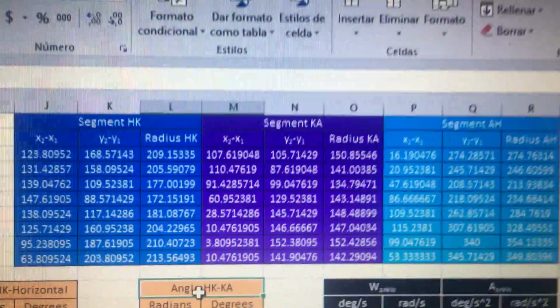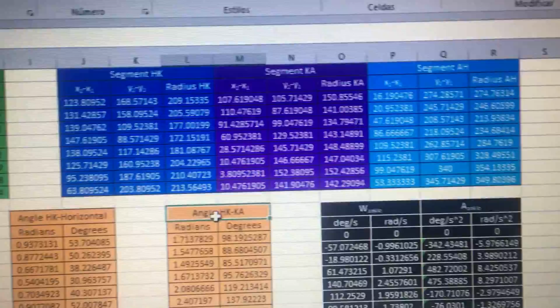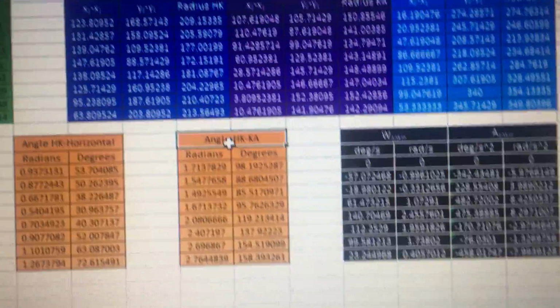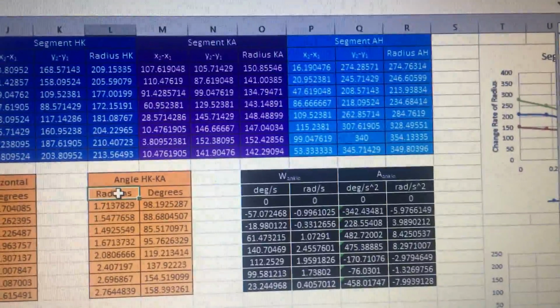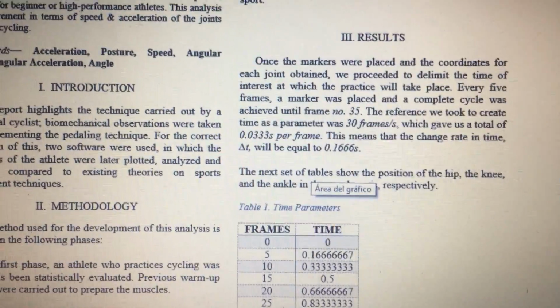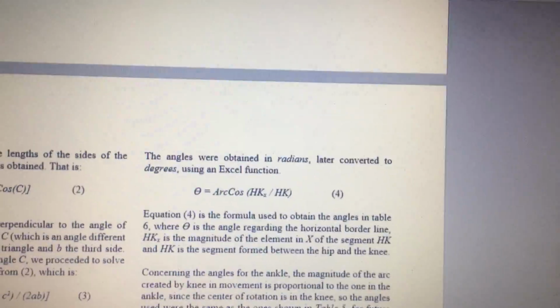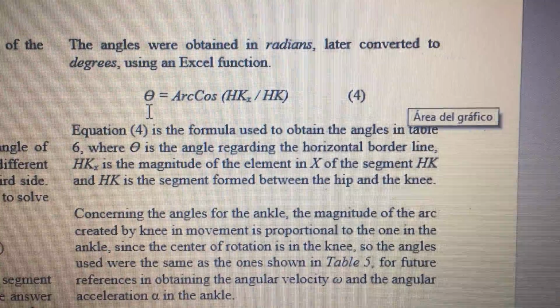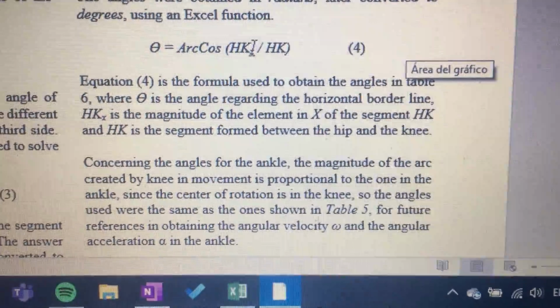Since these segments form a triangle, and we were sure it was not going to be a rectangular triangle, we proceeded to use the law of cosines to obtain the angle in radians. However, since the angle was the thing that we were looking for and what we had were all the sides, we proceeded to solve for the angle, and we use this formula here, which the angle theta is going to be the arc cosine of the segment in x over the segment.